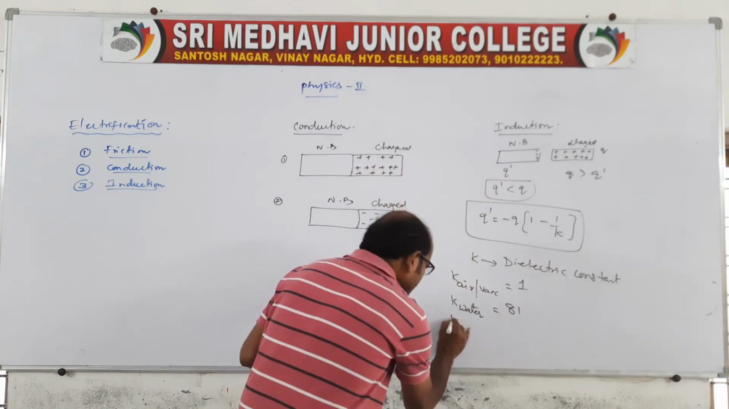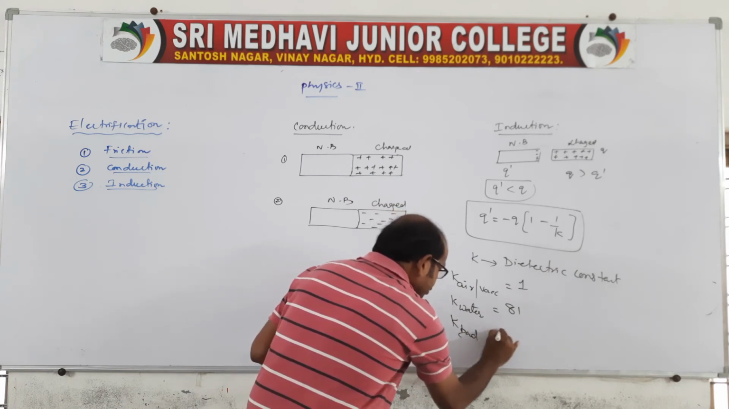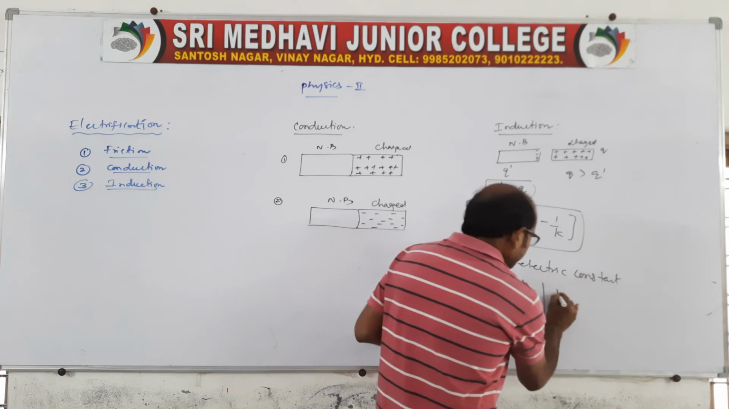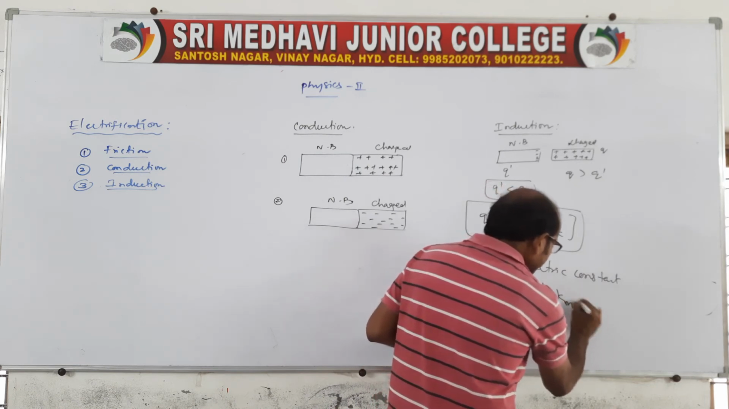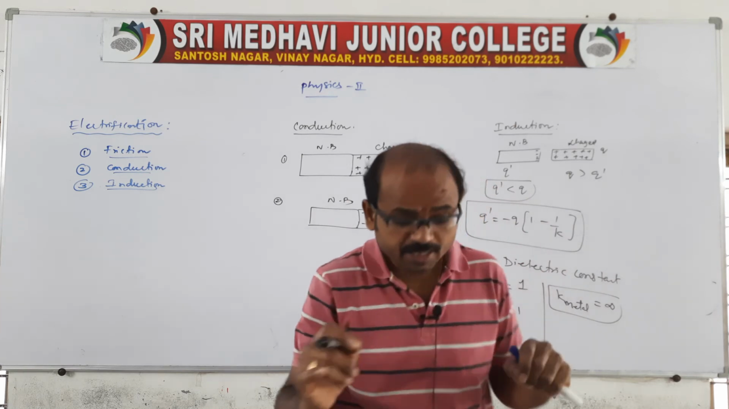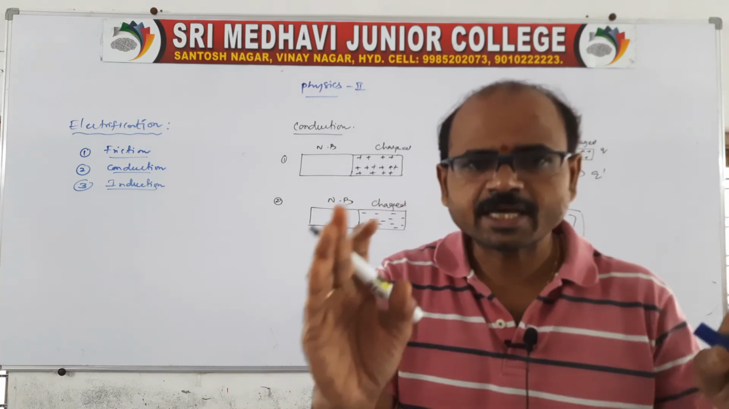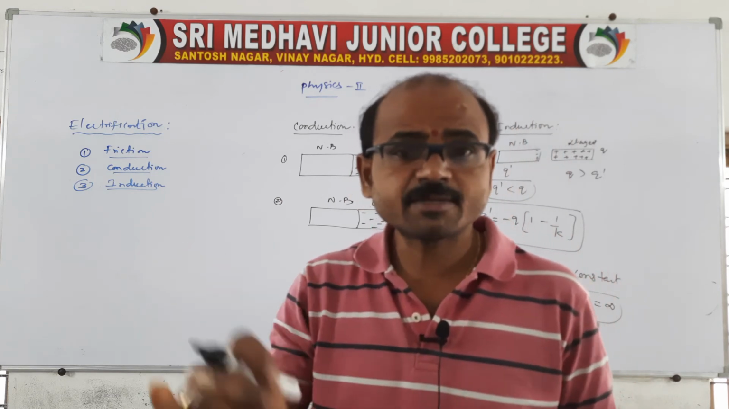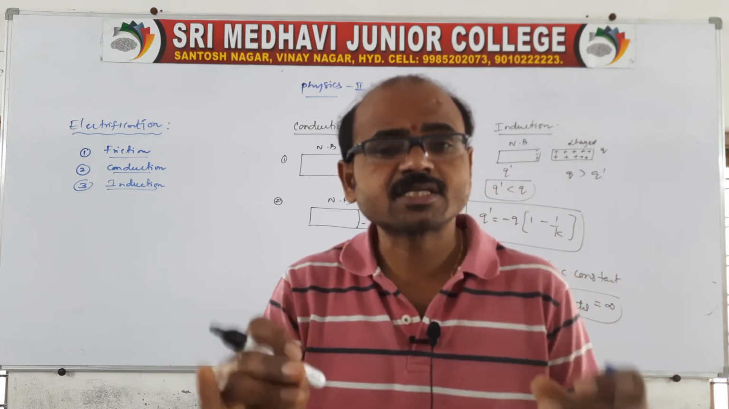Suppose a bad conductor is there. For a bad conductor the K value is 0, whereas for a metal the K value is infinite. So these are the induction method. Once again I am telling you, by induction we cannot reveal the charges, but by conduction we can reveal the charges on the charged body.